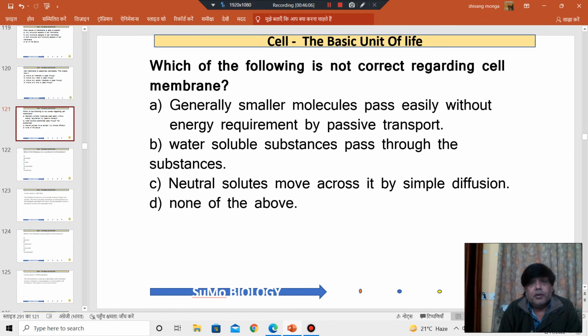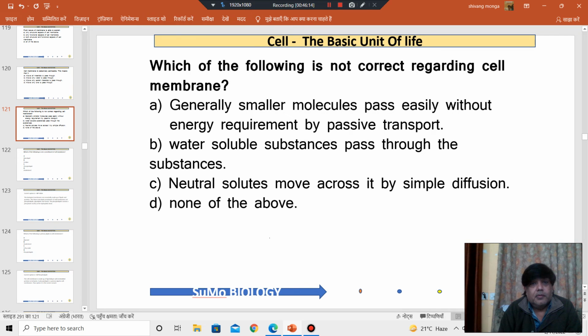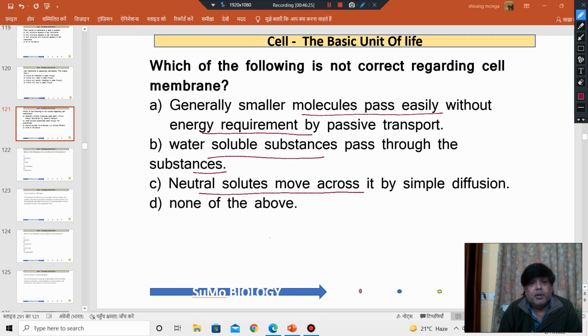Which of the following is not correct regarding the cell membrane? Generally, smaller molecules pass easily without energy requirement. Water soluble substances pass through the membrane. Neutral solutes move across it by simple diffusion. None of the above. So all are correct.